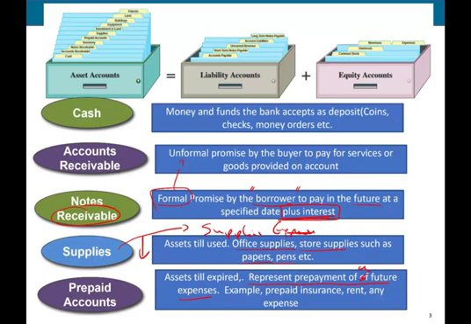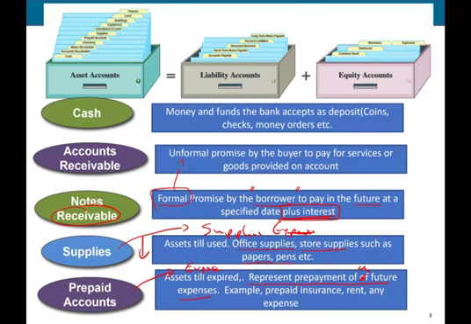You could prepay your rent for the full year. You can live at that place for a full year. You don't have to worry about rent. You can prepay any expense. Prepaids are assets, and what happens to them, just like supplies, is they eventually become expenses. They get consumed over time.